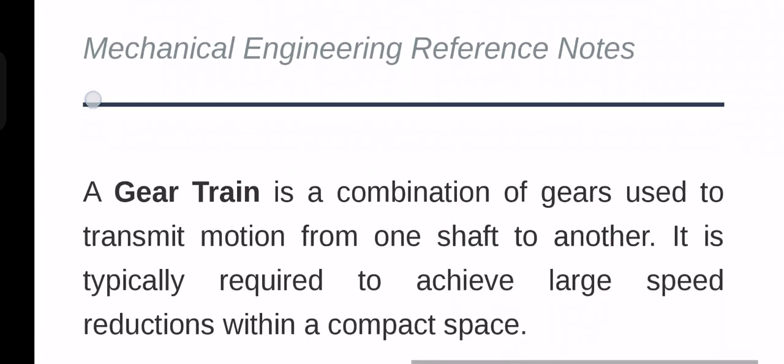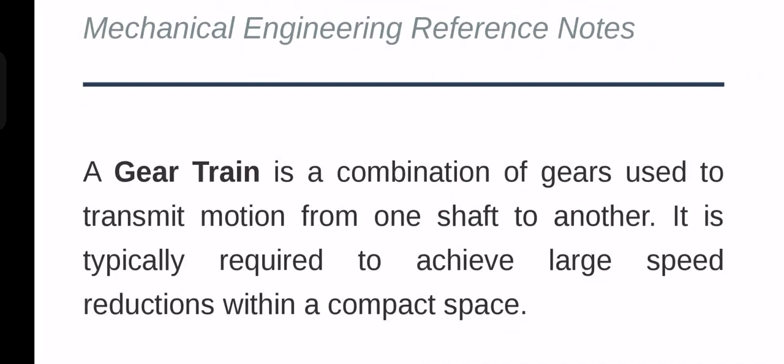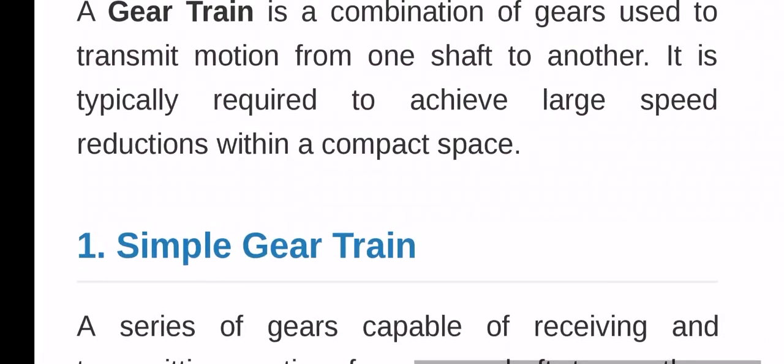Gear trains. A gear train is a combination of gears used to transmit motion from one shaft to another. It is typically required to achieve large speed reduction within a compact space.